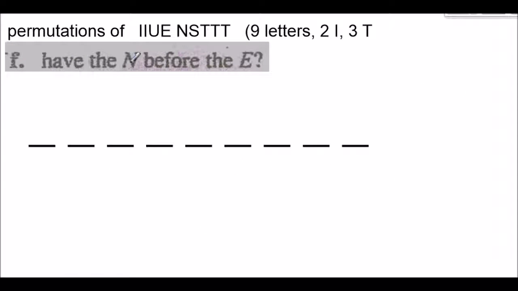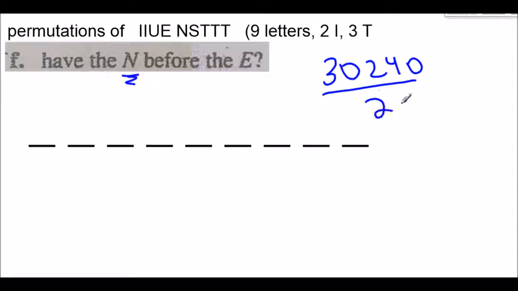Next, what if the N is before the E? So we've actually seen something like this before, which is that the easiest way to think about this is if you randomly place a set of objects, half of the time the N will be before the E, and half of the time the E will be before the N. So all I have to do here is take the total number of arrangements, which you should remember from earlier was 30,240, and say that half of the time the N was before the E. So I'm just going to take the total number and divide by 2. So in 15,120 of the arrangements, the N was before the E, and in the rest, the E was before the N.